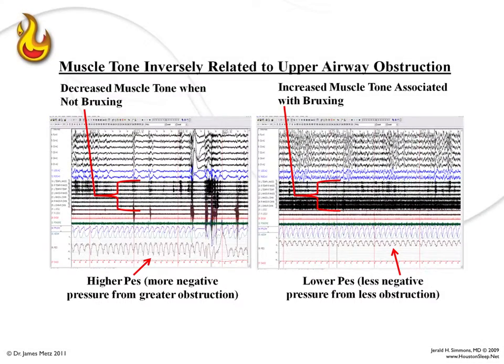This is a PSG or polysomnogram. You'll notice that on the left you'll see a higher PES, P-E-S. PES is esophageal pressure. It's when it goes very negative. This is measuring the pressure inside the chest. Actually, they feed a little electrode in down below the epiglottis and record this pressure.